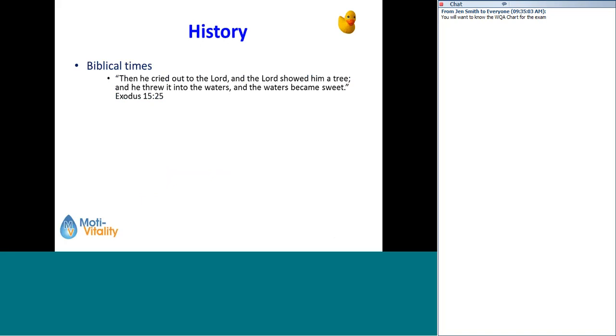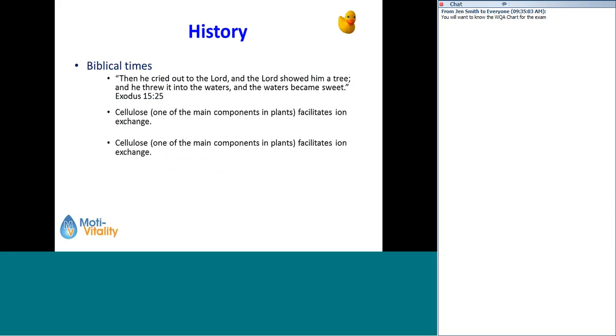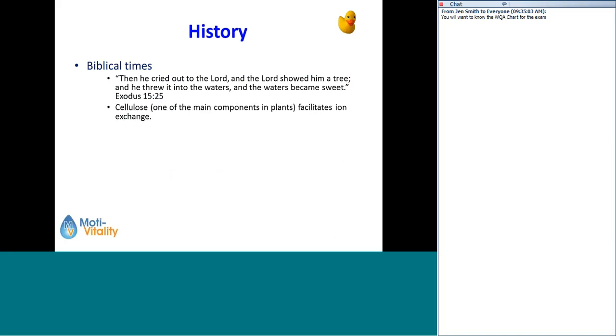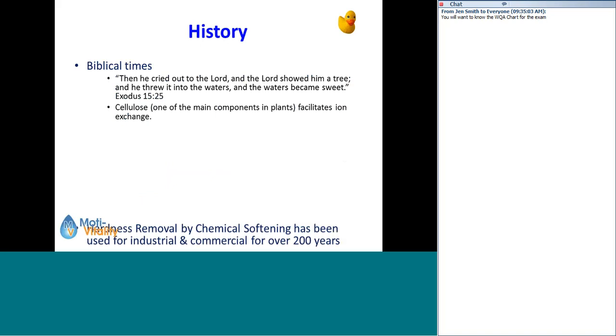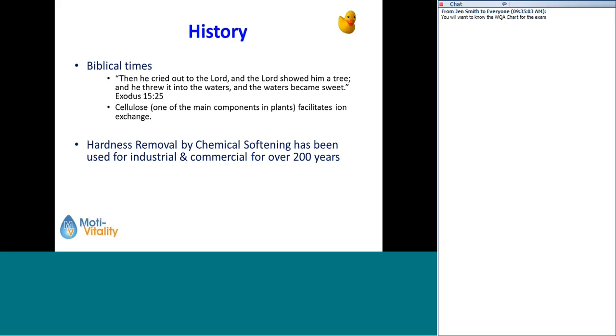Anyway, so where they came from is cellulose is one of the main components in plants. It facilitates ion exchange. So that's what they think that we're talking about. Hardness removal by chemical softening has been used in industrial and commercial for over 200 years. They added lime to cause the hardness to precipitate.